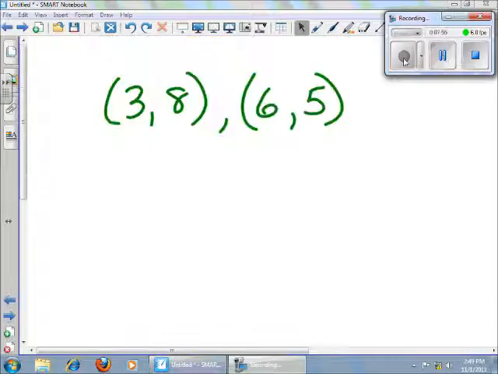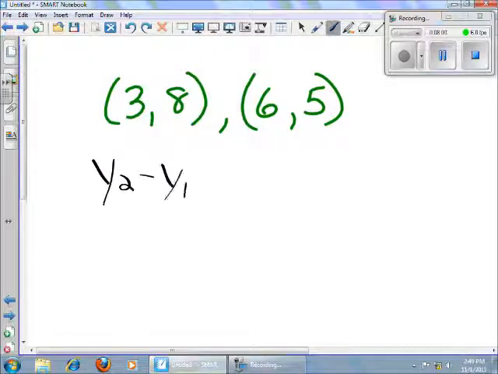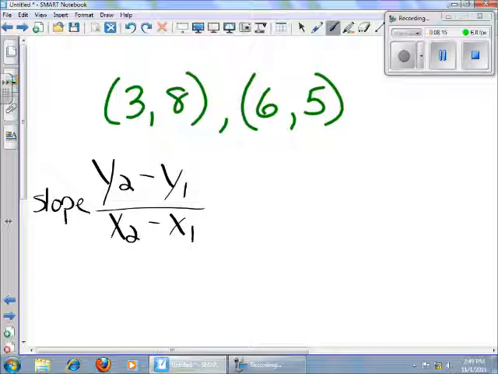Okay, I have the points (3, 8) and (6, 5). I know that they make a line. I'm going to use my formula, y sub 2 minus y sub 1 over x sub 2 minus x sub 1. That is my slope formula when given 2 points. To help me keep from making a mistake, I will label x1, y1, x2, y2. And that will allow me to figure out the slope without actually graphing the points and counting them.